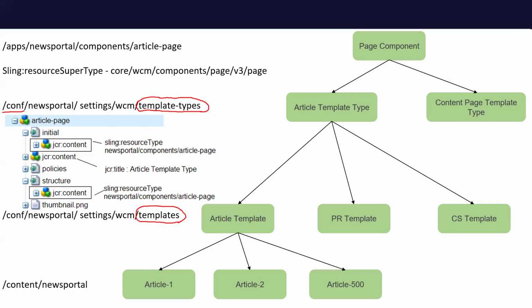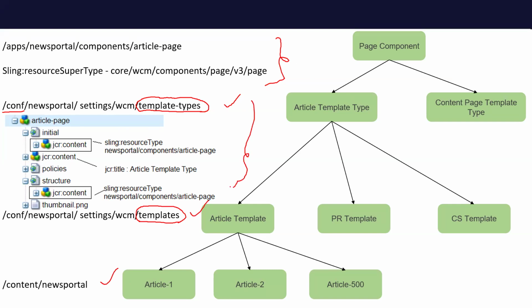So there are some dependencies in this hierarchy. First one is the page component. Without this page component, we can't create this template type. And without this template type, we can't create the template. And without the template, we can't create the web pages from the sites console. So these steps we need to execute one by one. The first step is page component creation and the second step is template type creation.